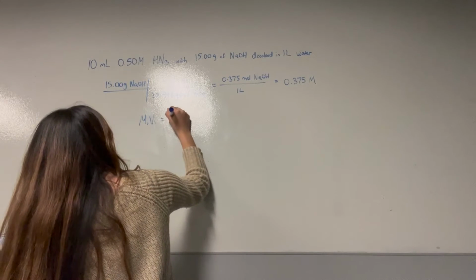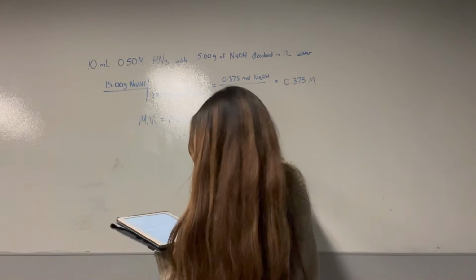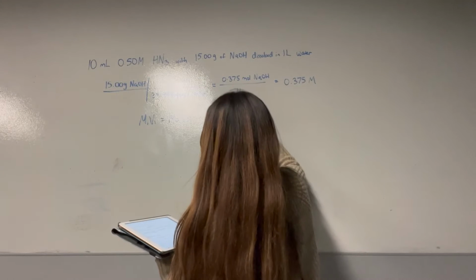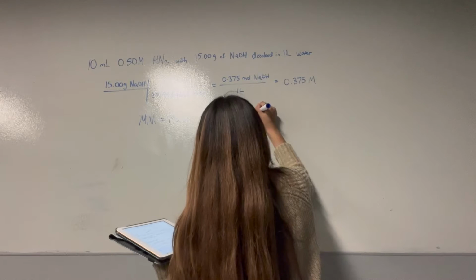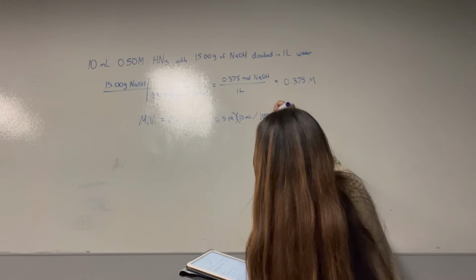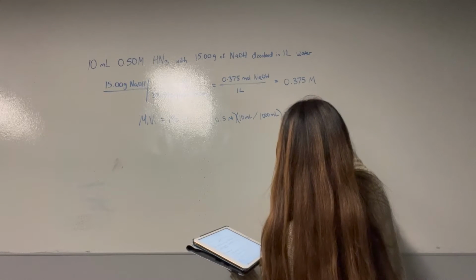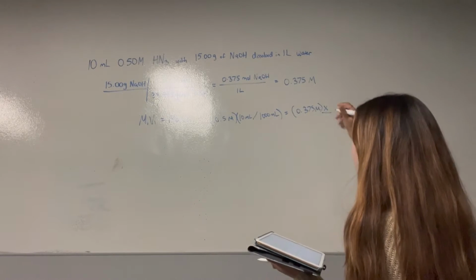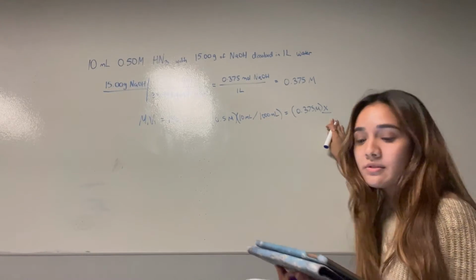Another thing we have to find is our equivalence point, and we do that by utilizing the equation M1V1 equals M2V2. So in doing this, we have 0.5 molar of our HN3, and we start with 10 milliliters, which I will convert to liters by dividing it by 1,000 milliliters, equals 0.375 molar X. And this X, we are solving for our volume in liters.